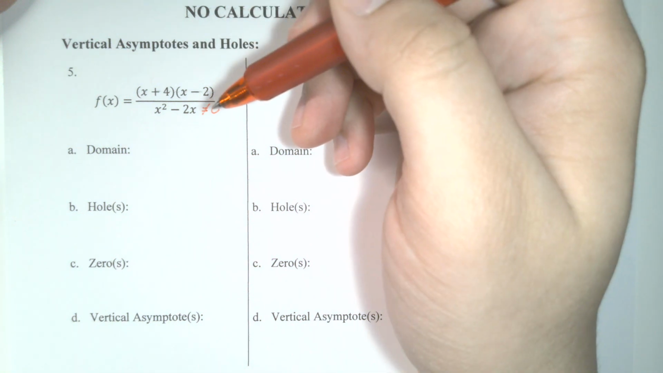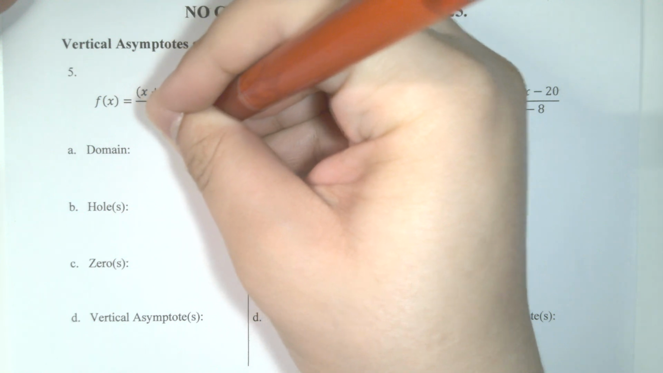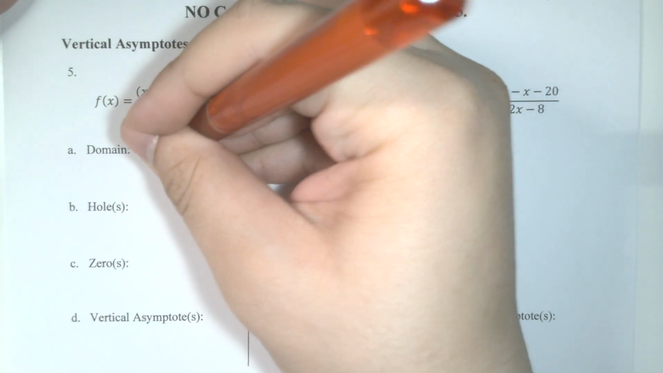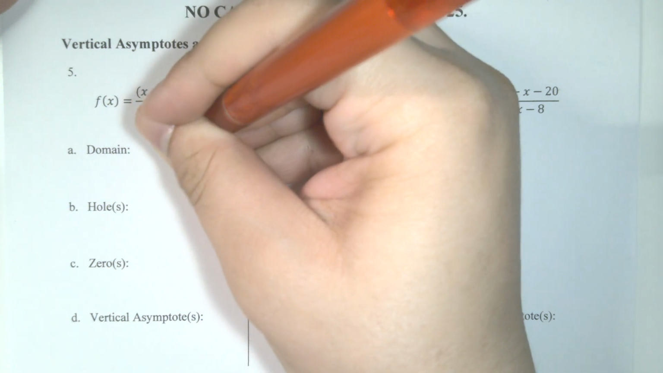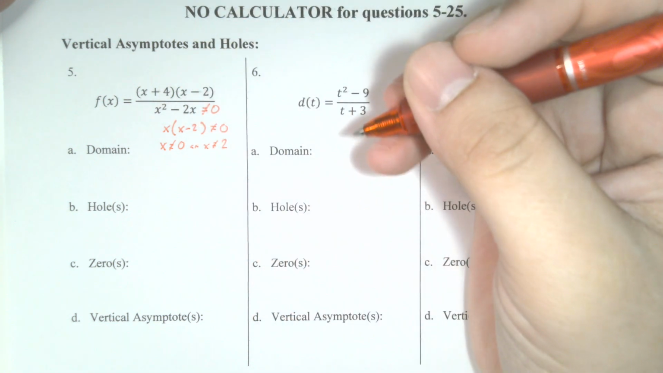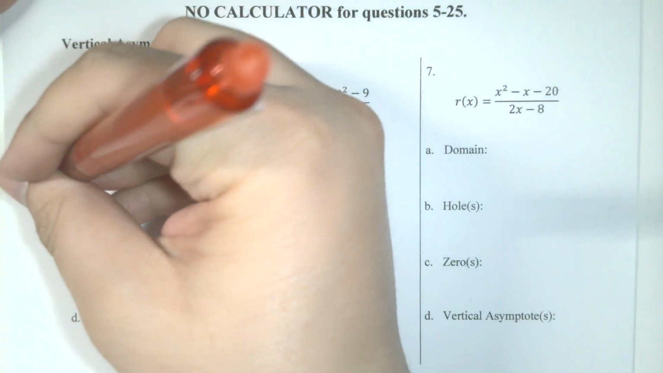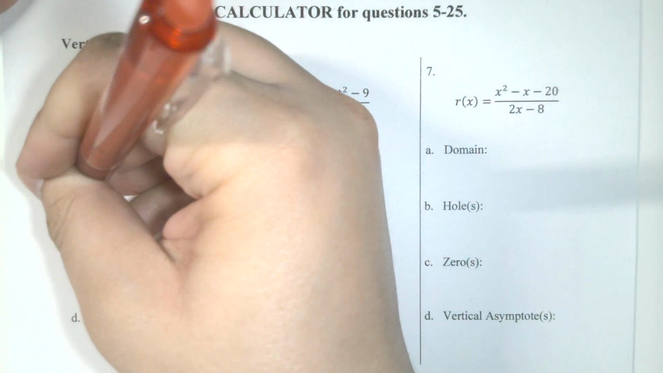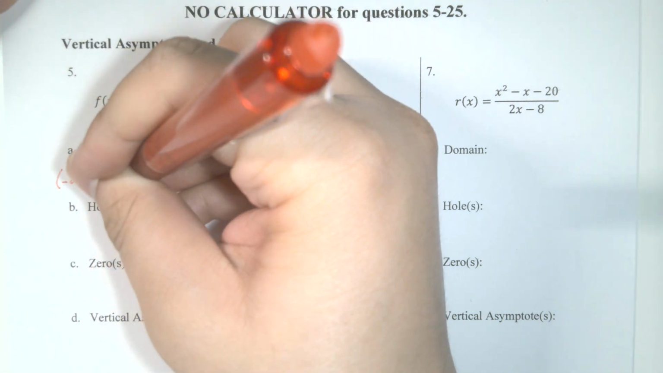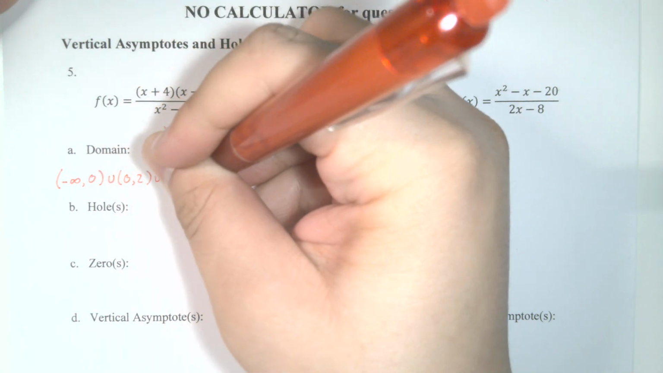Well, all we have to do here is factor the bottom. That's going to give us x times x minus 2 can't be equal to 0, which means that x can't be equal to 0, or x can't be equal to positive 2. And so, since x can't be either of those values, our domain is going to be from negative infinity to 0, union, from 0 to 2, union, 2 to positive infinity.